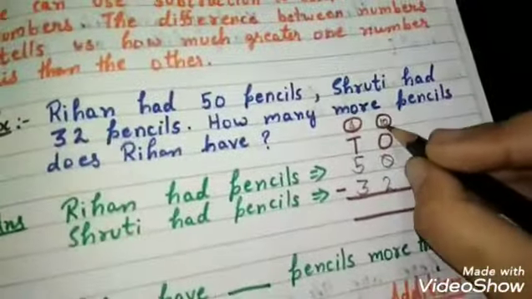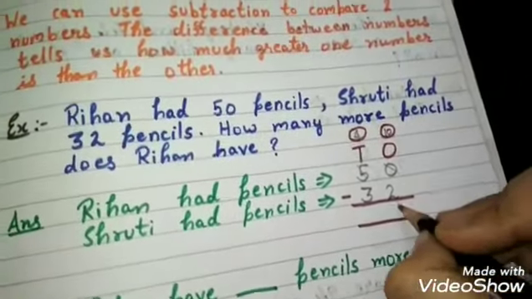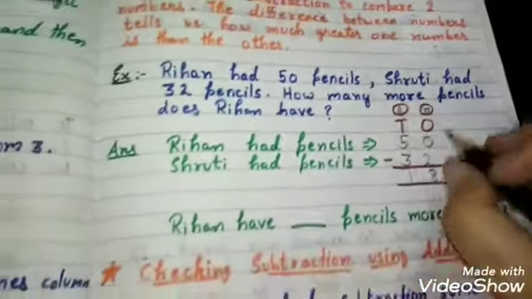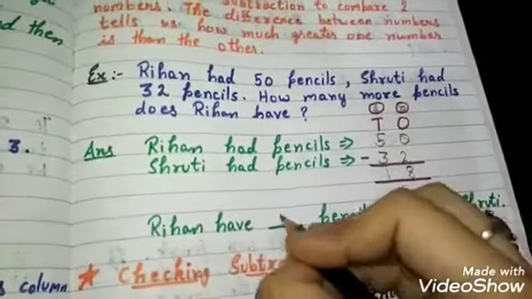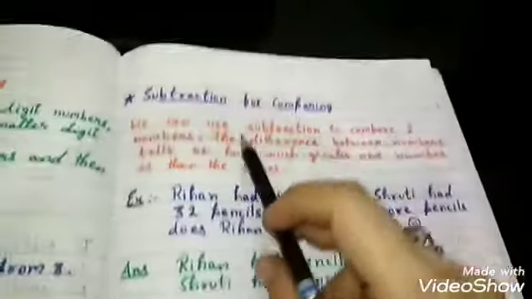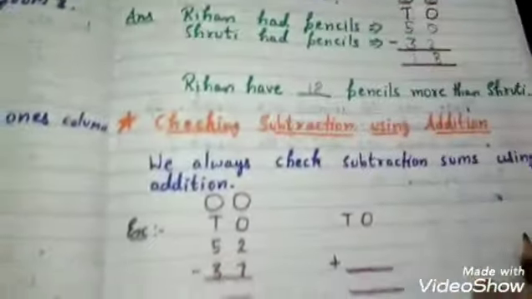How we have done this? Like this I have shown you before also, right? So now we can do 10 minus 2 is 8 and 4 minus 3 is 1. So Rihan has 18 pencils more than Shruti. This is called subtracting for comparing.